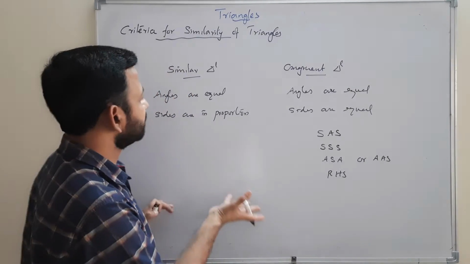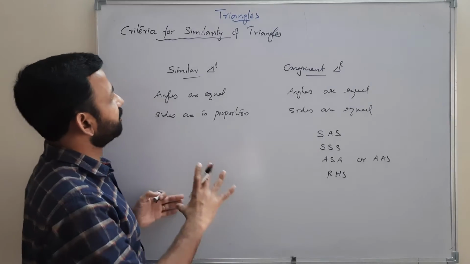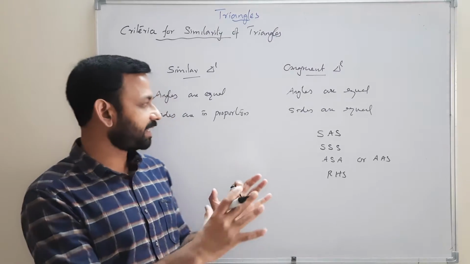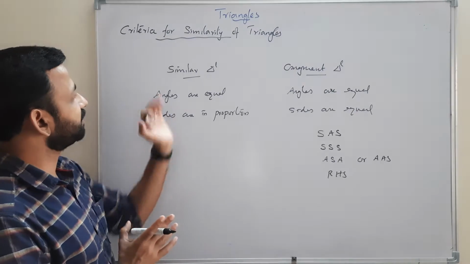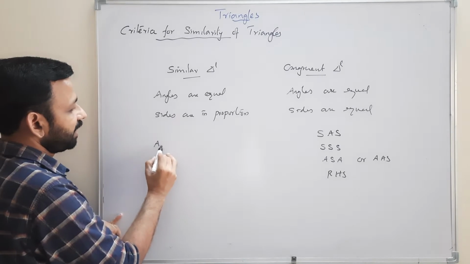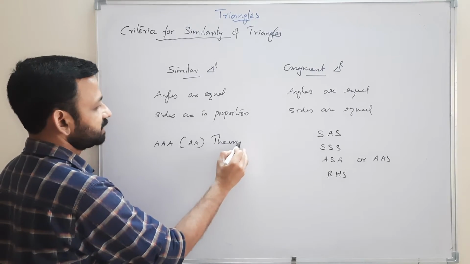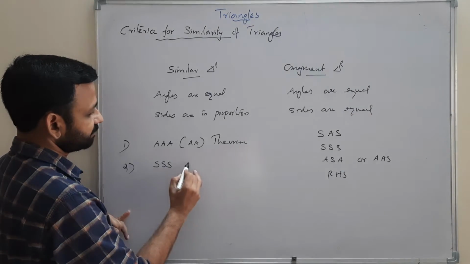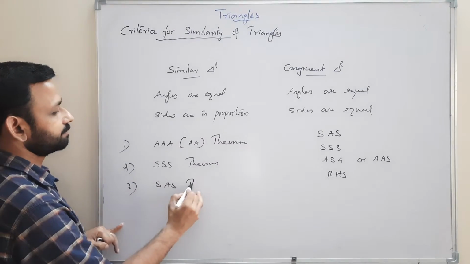In the same way we have similarity theorems, and here when we compare 2 triangles, if we want to prove 2 triangles are similar, no need to compare all the 6 parts. We compare 3 parts. And here also we have some similarity theorems. The first one is the AAA, triple A or AA theorem. Then the second theorem is the SSS theorem. Then the third one is the SAS theorem.